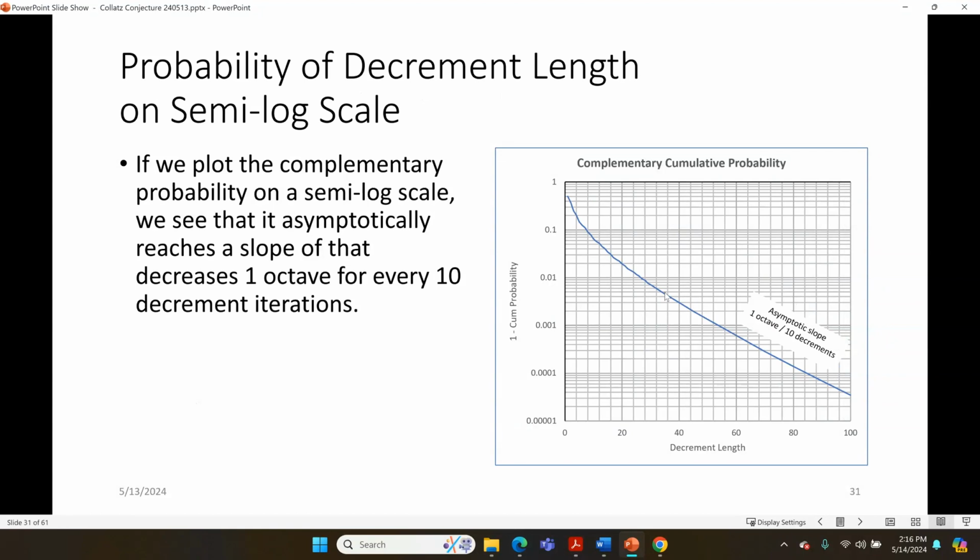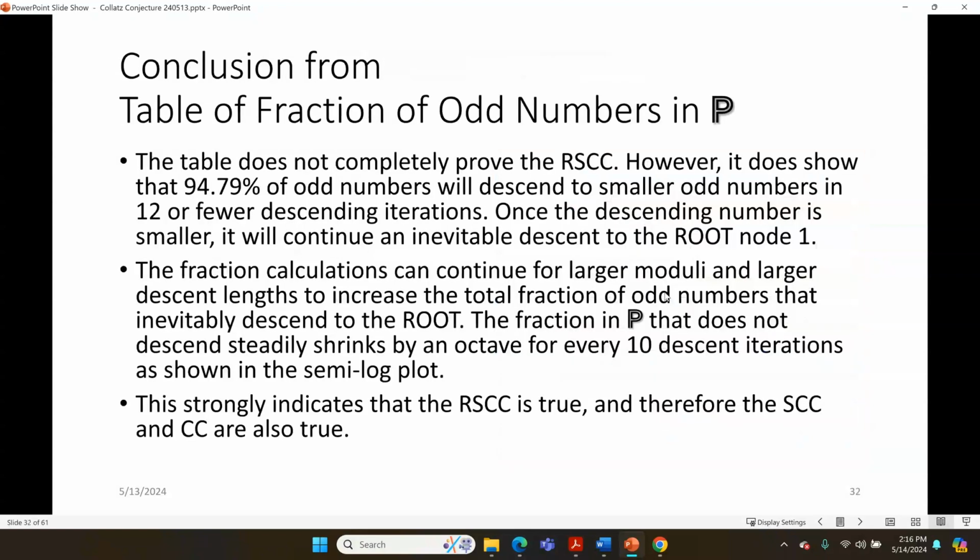The conclusion from this table is that we can make the fraction in P that takes longer to decrement as small as we want, simply by increasing the decrement length. So this says that as the tree grows, the probability that it's always going to descend to a smaller value in the tree is basically inevitably true. It converges to unity, and so therefore at least from a computable point of view, the reverse simplified Collatz conjecture must be true.